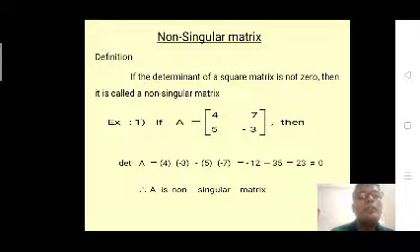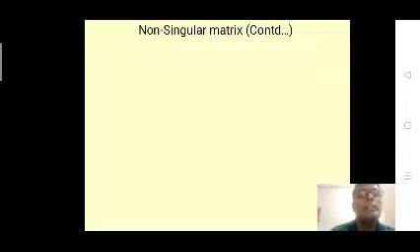What is the definition of a non-singular matrix? The determinant of a square matrix is not equal to 0. Not 0. Here 23 is not equal to 0. Then we say that A is a non-singular matrix.